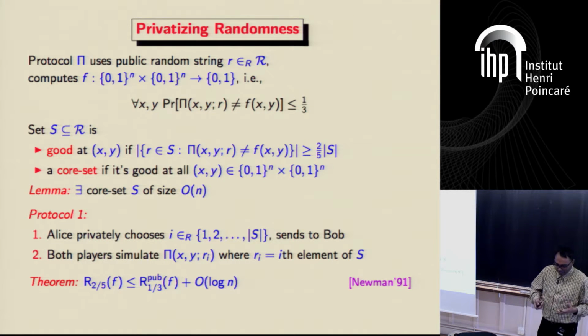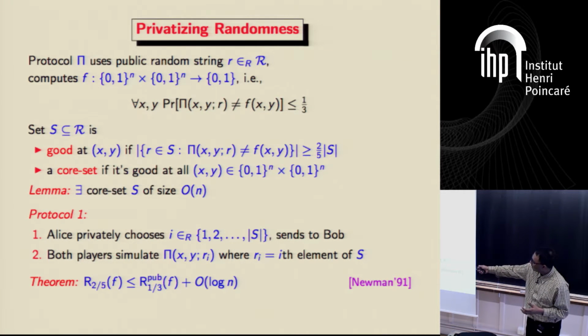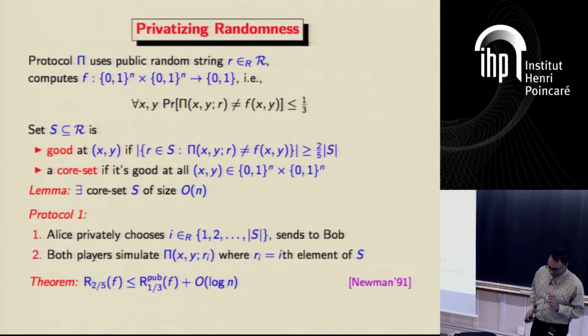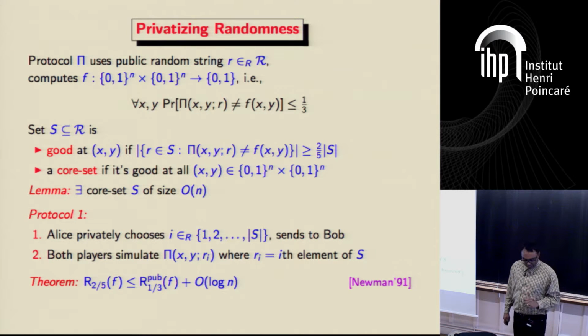So effectively they've agreed on one of the r's in the set S. And now they simulate the original public coin protocol as though the public coin had generated the string r. So we can check that the probability of error has gone up from 1/3 to at most 2/5, by definition of what a core set was.